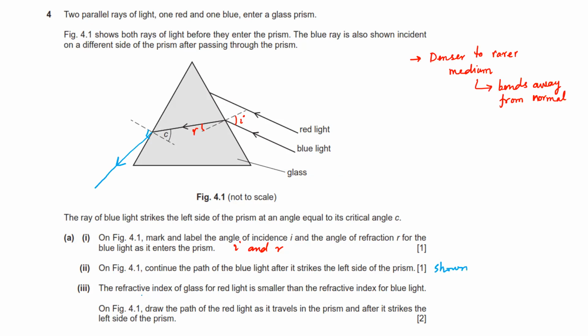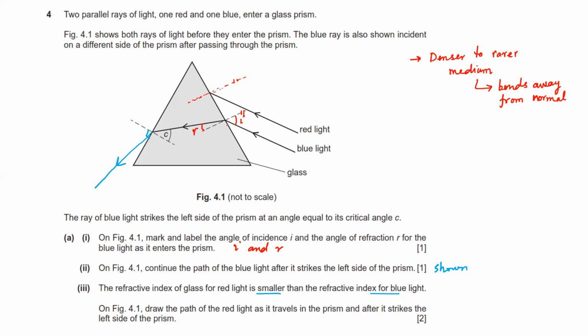Refractive index of glass for red light is smaller than the refractive index for the blue light. On figure 4.1, draw the path of red light as it travels in the prism and after it strikes the left side of the prism. So the refractive index is smaller. So this is the red light. I'm now using the red color. Both of these normals, remember, would be parallel lines. This one and this one must be parallel. So when you are drawing this, make sure these are parallel.